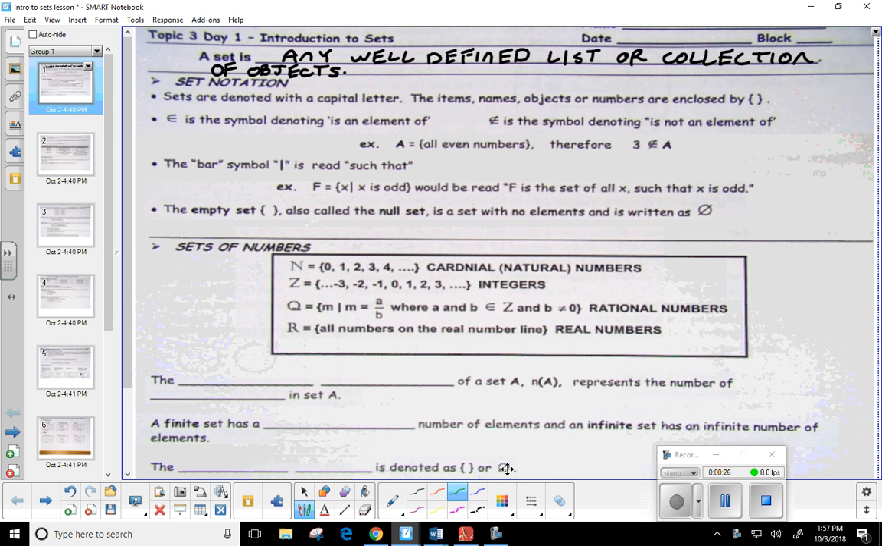So what is a set? It is any well-defined list or collection of objects. Okay, any well-defined list or collection of objects.